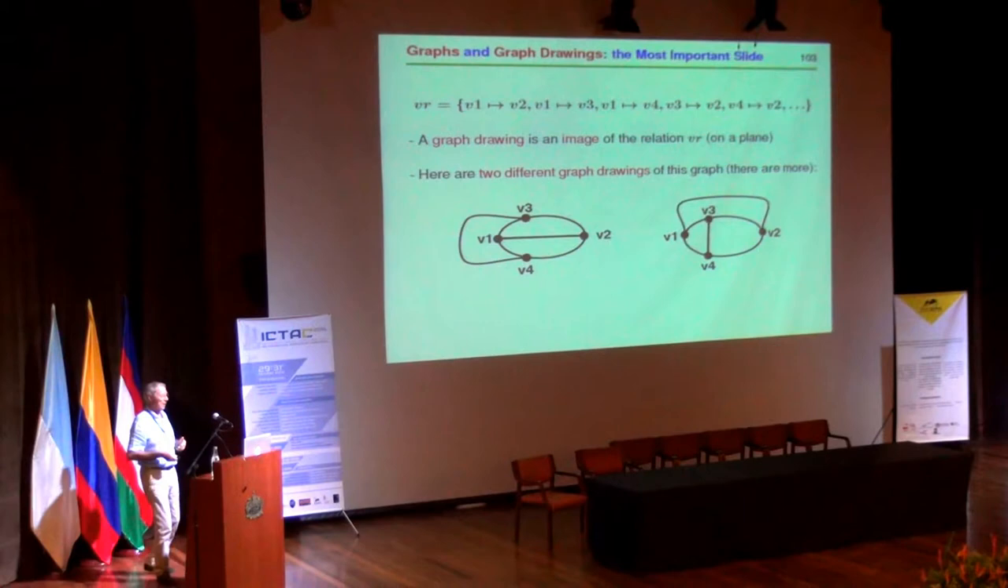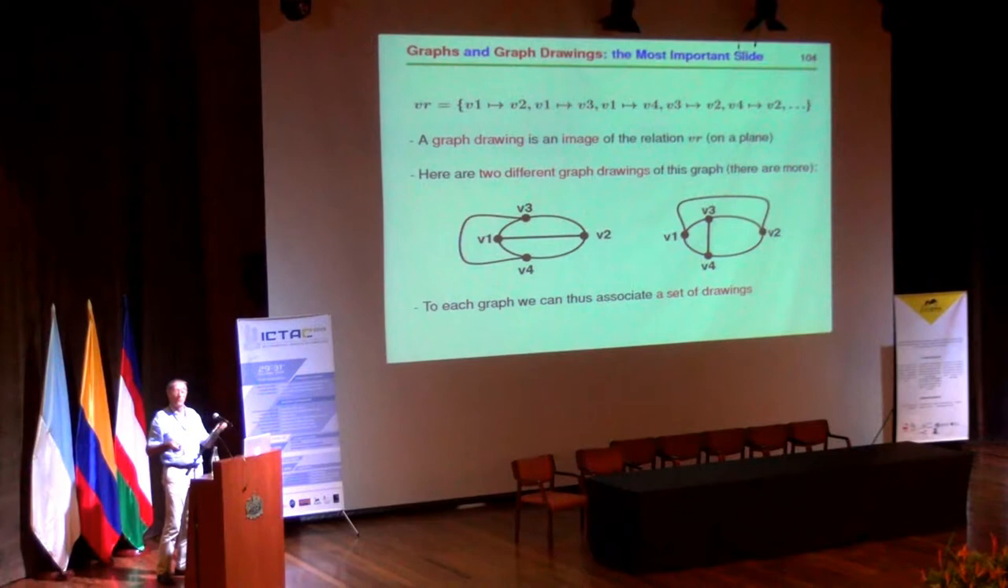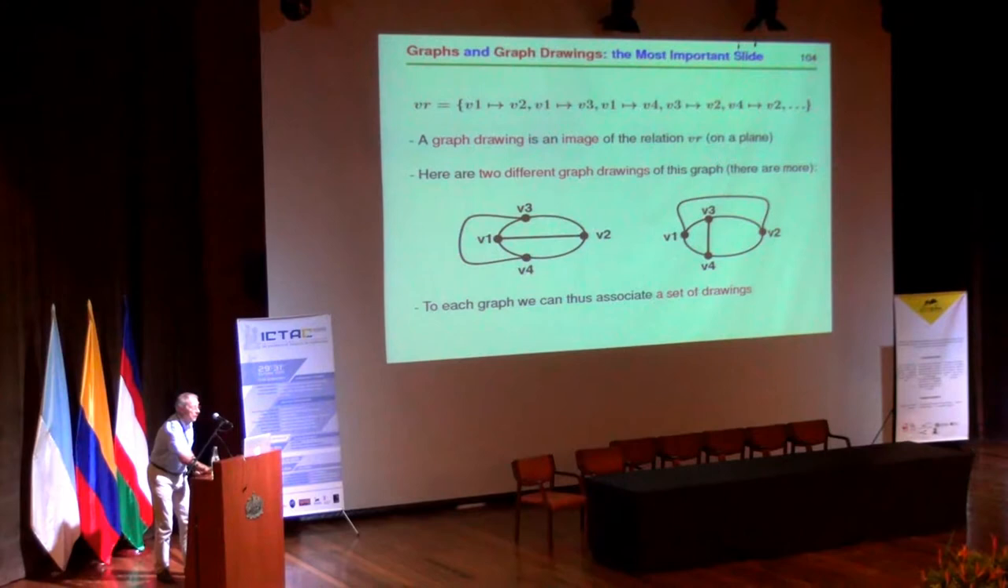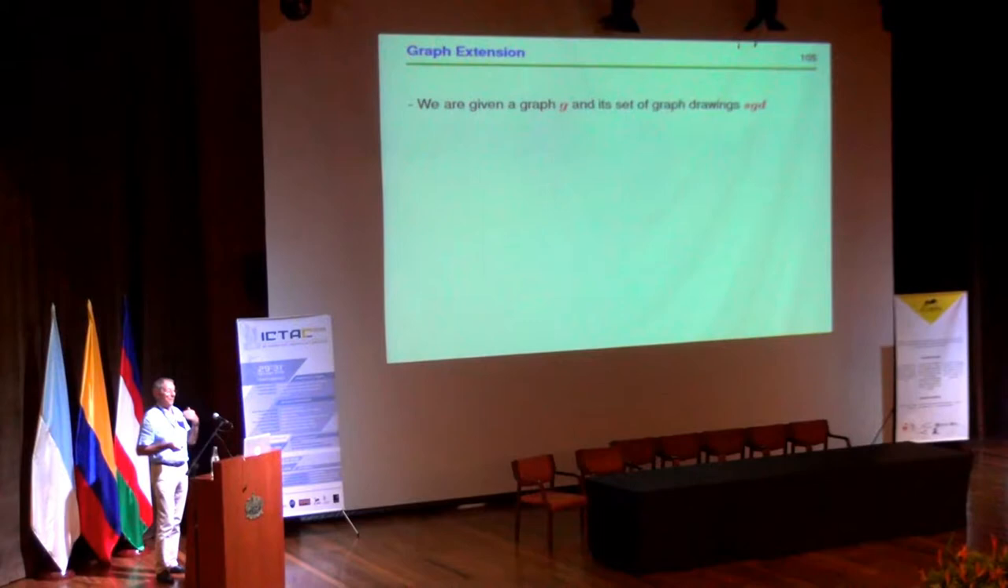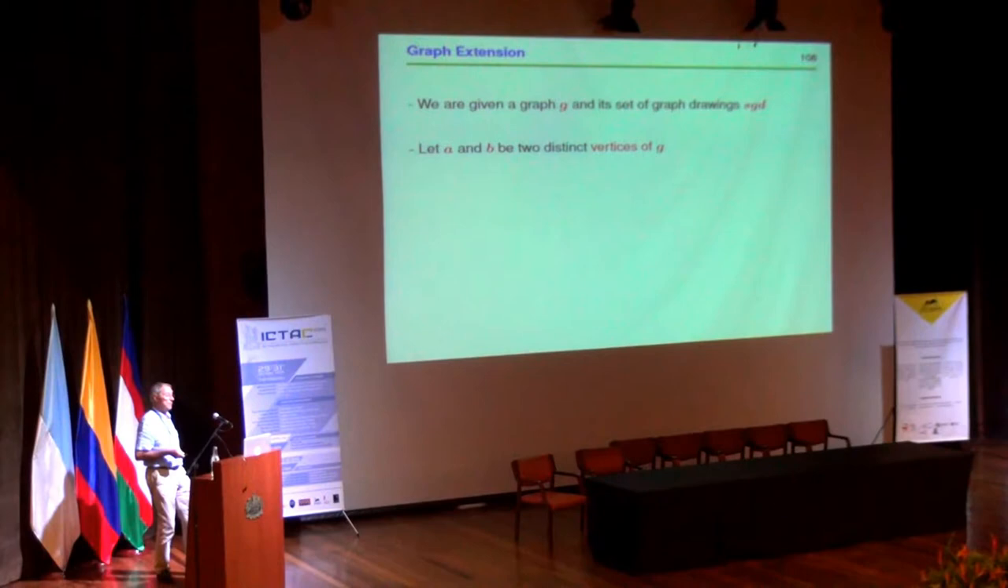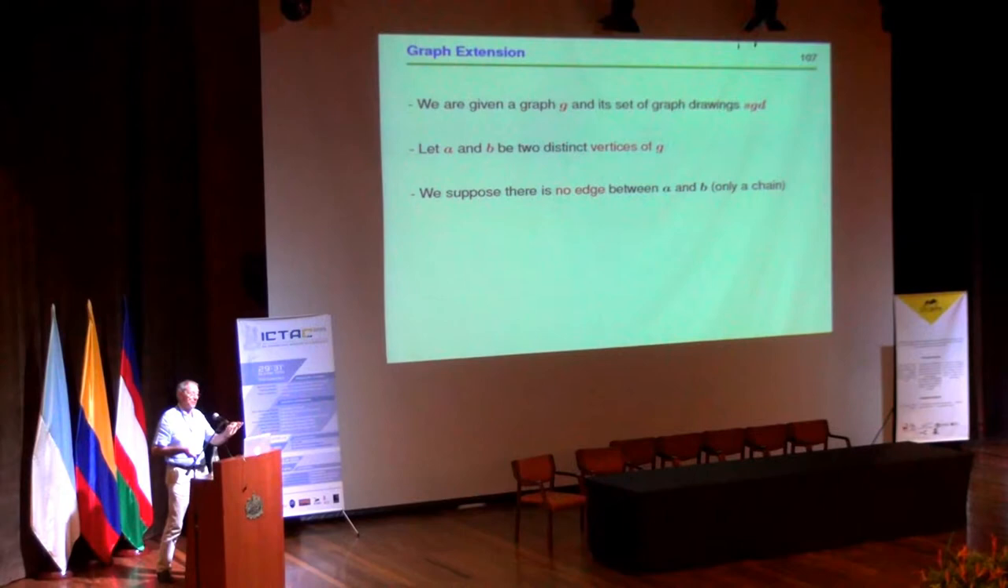Now what we could do is, given a graph, so essentially a relation between vertices, we can associate a set of graph drawings. Here we have two graph drawings, and there are obviously far more. All the graph drawings for this same graph are put in the set of drawings of this graph. And a graph extension: we are given a graph G and a set of graph drawings associated with it, SGD. Let A and B be two distinct vertices of G, and we suppose that there is no edge between A and B. And of course there is a chain, because remember VR is connected.